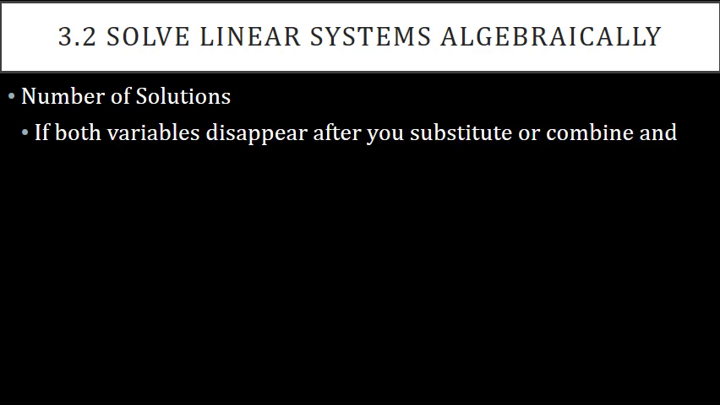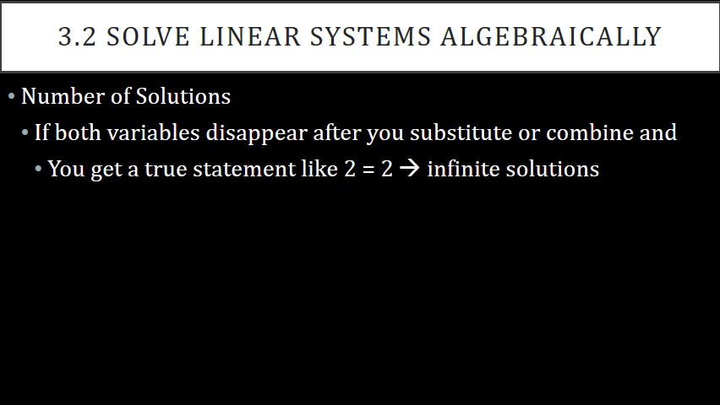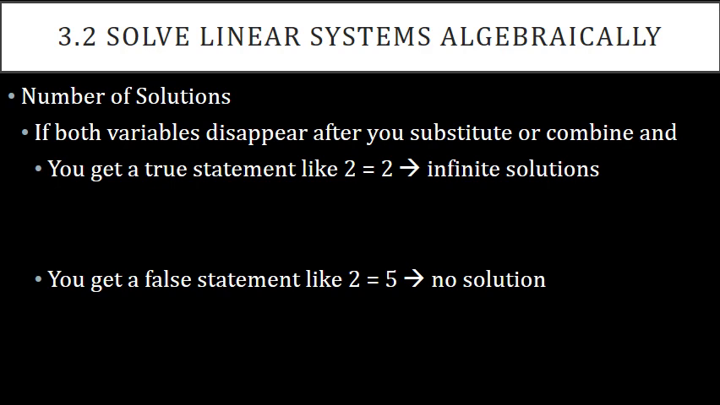Remember, we had several different options for the number of solutions. If both variables disappear after you substitute or combine, and you get a true statement like 2 equals 2, that means there are infinitely many solutions and you have the same line. If you get a false statement like 2 equals 5, there are no solutions and you have parallel lines.